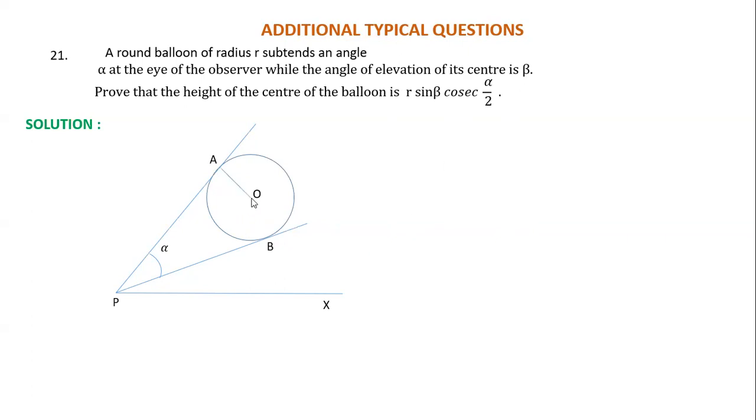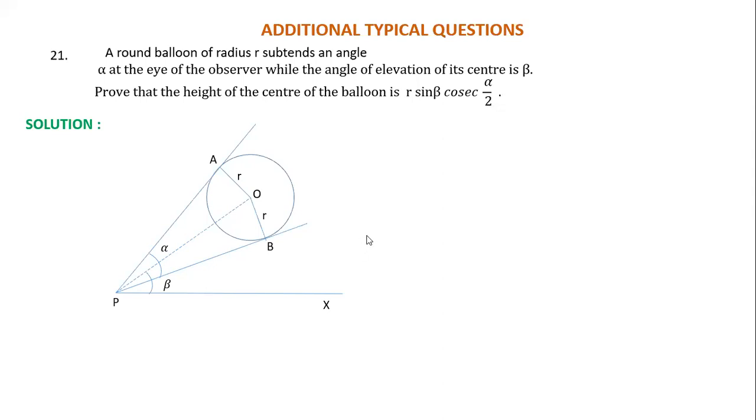He looks at the center. Radius of the balloon is r. Now he looks at the center. This is also r, the radius of the balloon. So this is the center now. He looks at the center and measures this angle as alpha. Sorry, beta. So this angle is beta. That is angle OPX is beta.